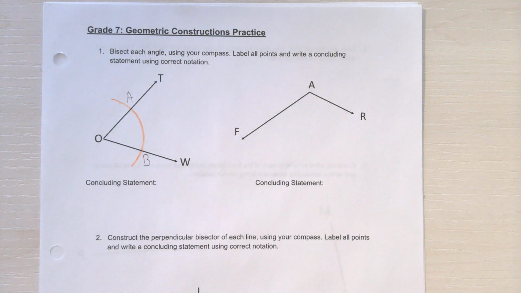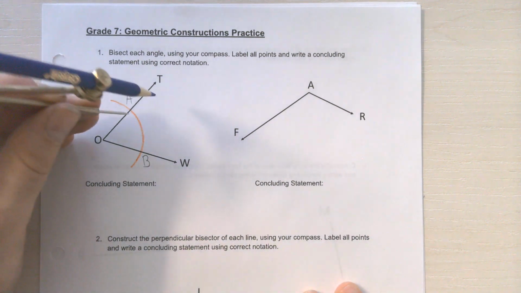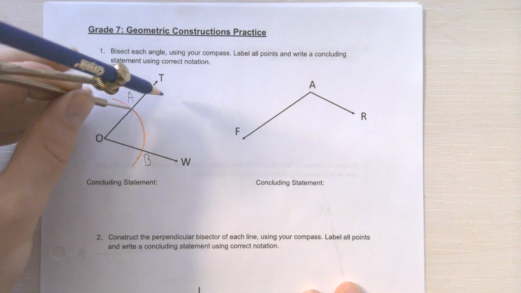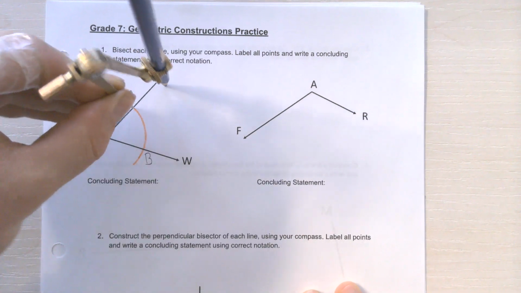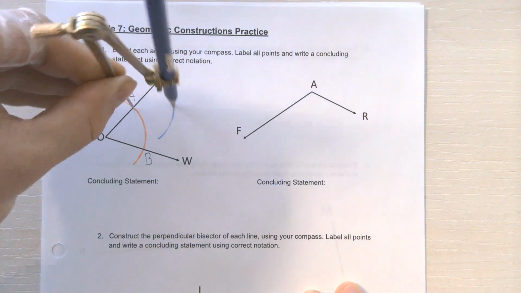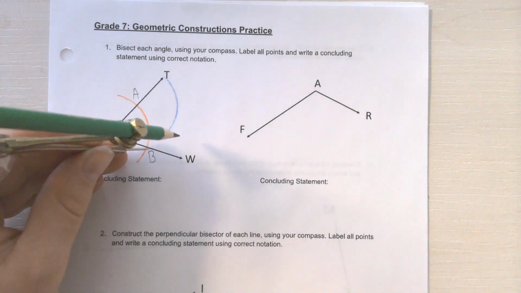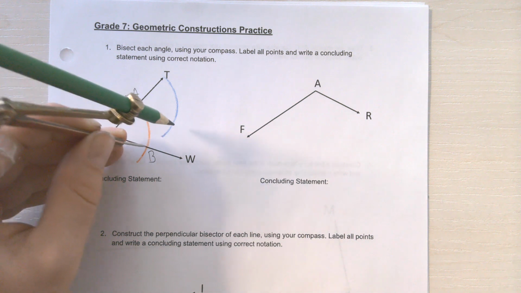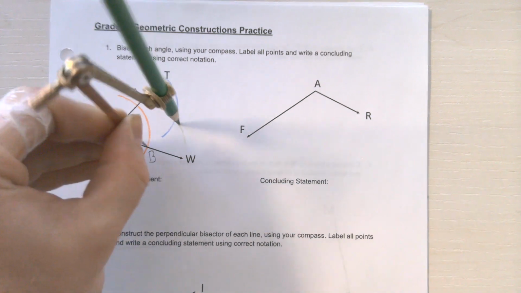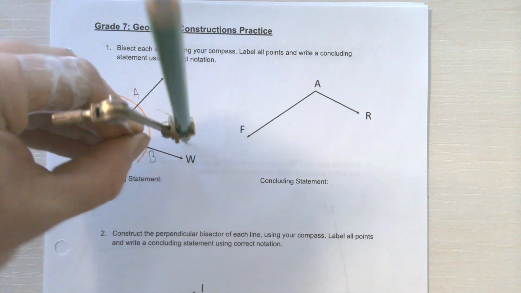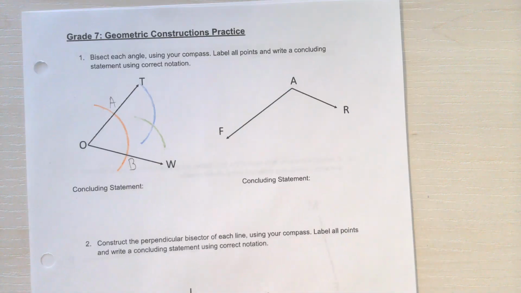Next, we'll move our compass point over to one of those intersections. I'm going to start at point A, and we're going to sweep a second arc through the center of our angle. We can move our compass over to point B and sweep a third arc, again through the center of the angle. There's our third arc there.